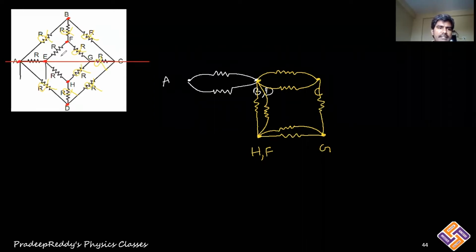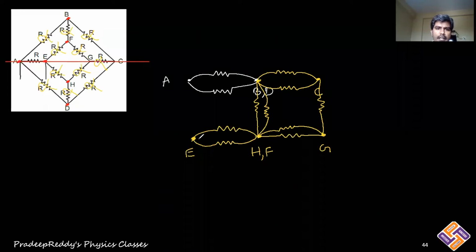Still, there are three resistors left over. That is between E and F, there is one resistor. I am considering this point as E. Right? So between E and F, there is one resistor that I have cancelled. Between E and H, there is one resistor that I have cancelled. And still there is one resistor between A and E.